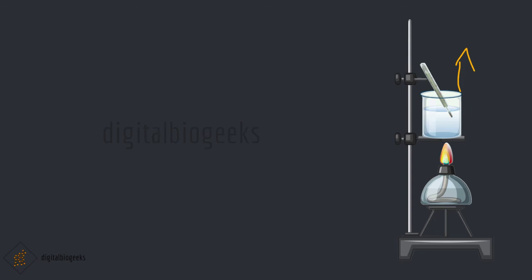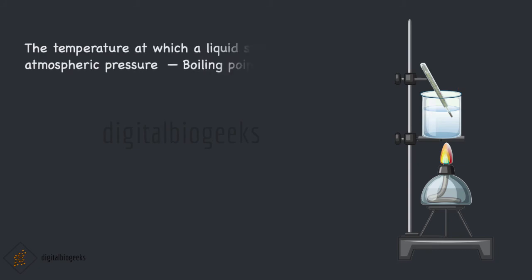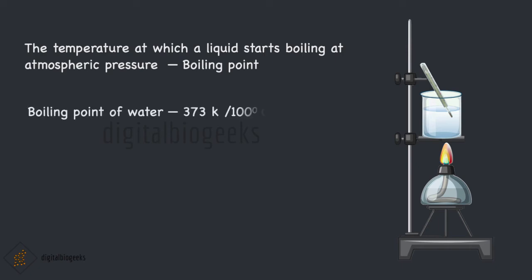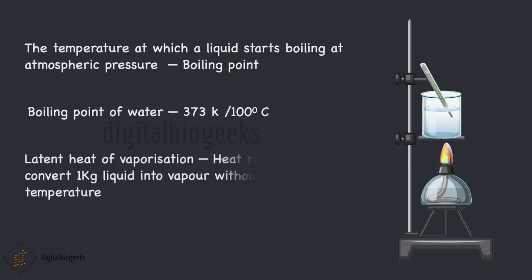The temperature at which a liquid starts boiling is known as the boiling point. The boiling point of water is 373 Kelvin, that is 100 degrees centigrade. Like latent heat of fusion, we can define latent heat of vaporization. It is the heat required to convert 1 kilogram of liquid into vapor without a change in the temperature.